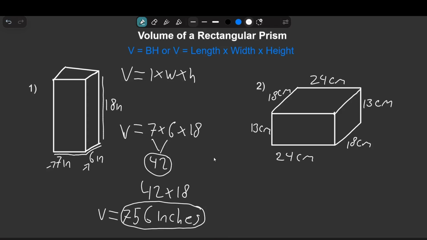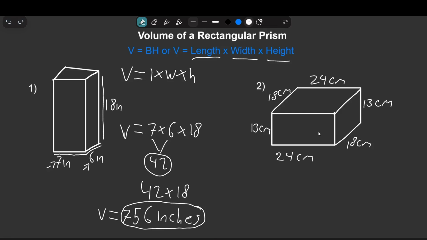So many people mess this up because they just multiply every side we are given by each other. You don't want to do this because this will give you the wrong answer, and this won't give you the volume of the rectangular prism. So we just need to know what the length, the width, and the height is. So we're going to look at this. So we have 3 sides here.